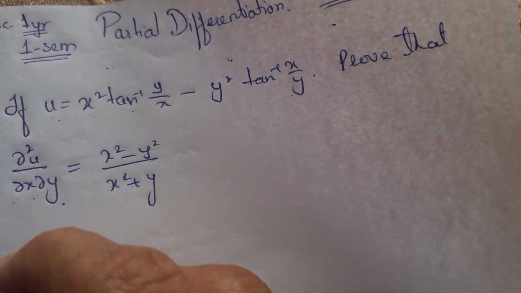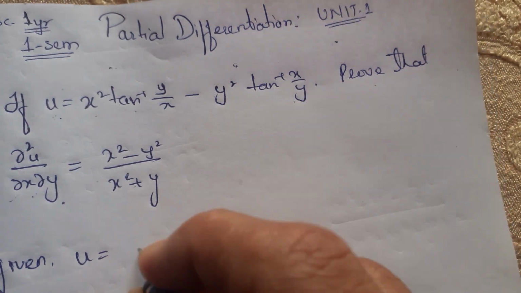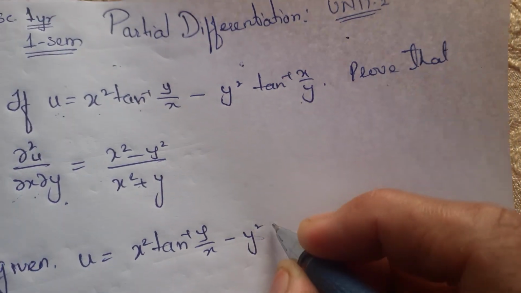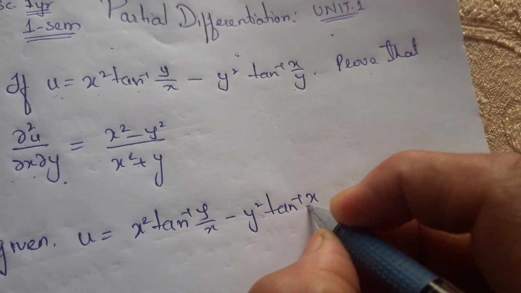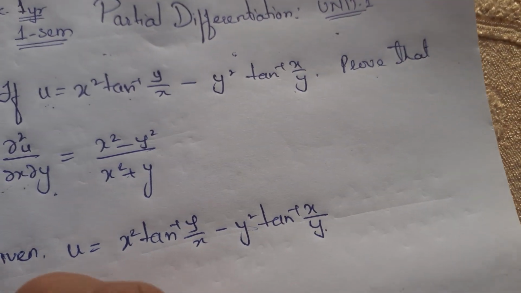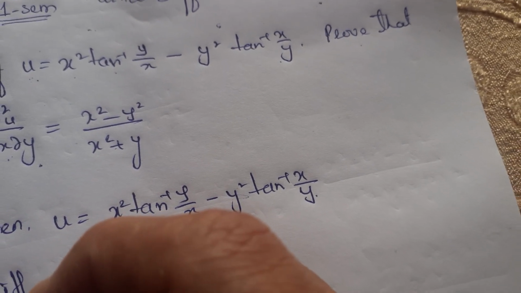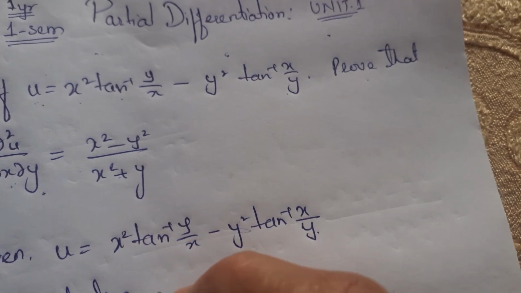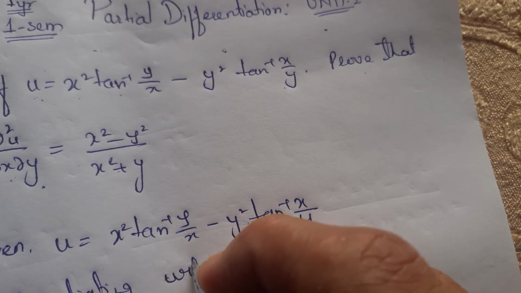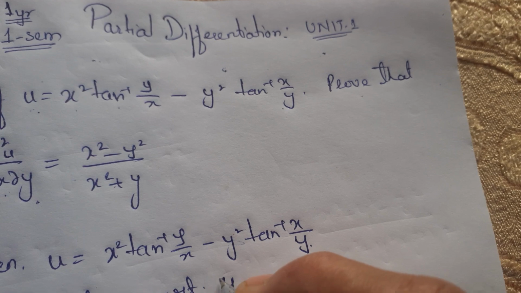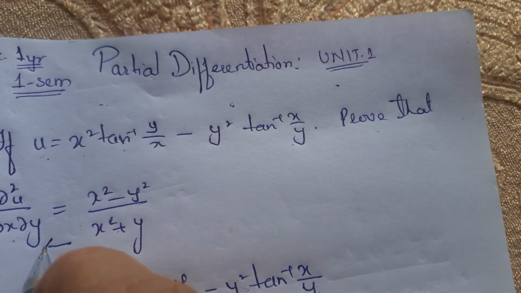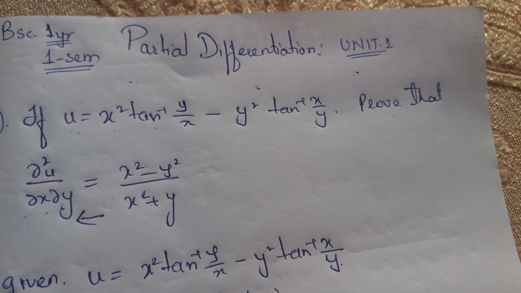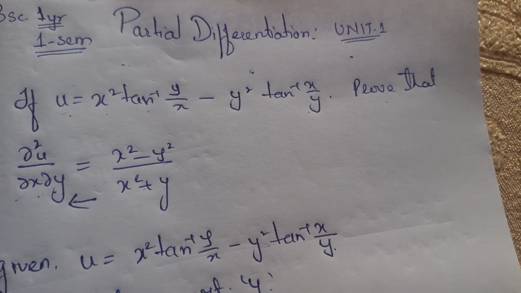What is our given function? Given u equals x square tan inverse y by x minus y square tan inverse x by y. Now, differentiating with respect to y first, because we have to go from this side, so we have to differentiate with respect to y. Differentiating this function u with respect to y.